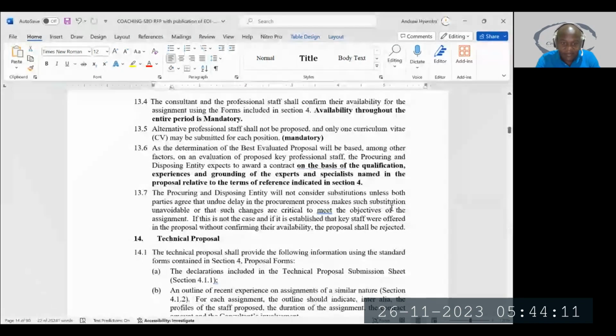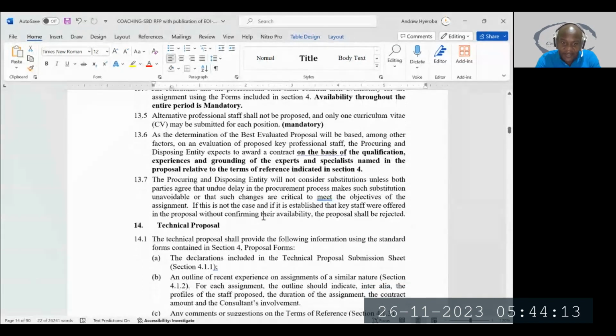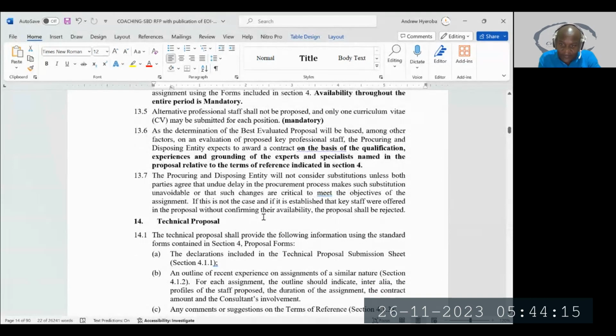For this particular bid document, they say one person only per CV. You cannot give us two different alternatives per job. So if we say we're giving you one coach, then the coach you're giving us must be the person whose CV is attached.